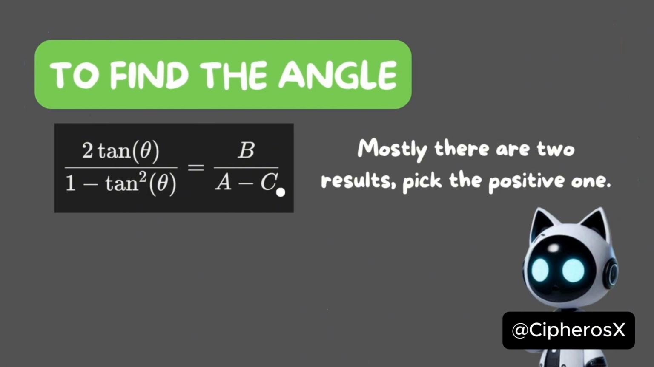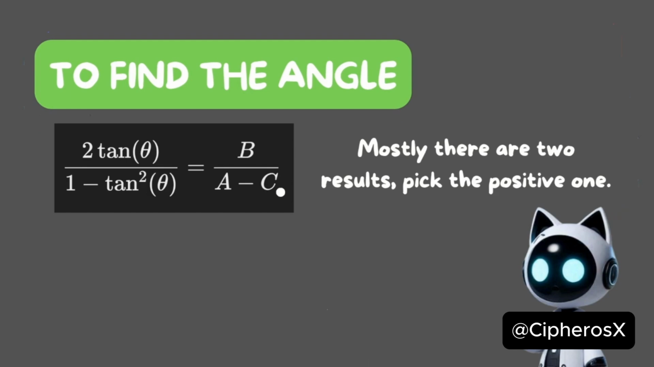As the presentation says, mostly there are two results, but pick the positive one. As we solve for tangent theta, you're gonna get two results. Pick the equivalence that is positive, or if not, you apply an inverse tangent to see what angle is positive. As remember, we are working with angles between 0 and 90 degrees, or pi over 2 not included.